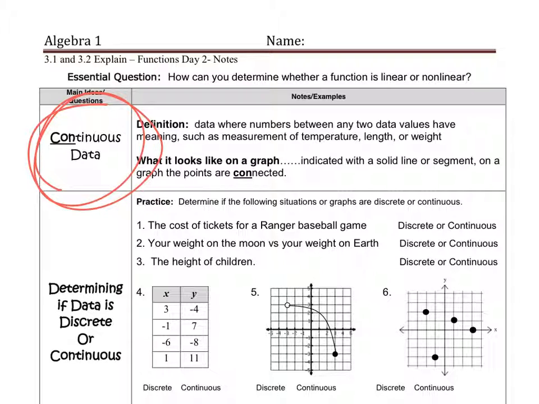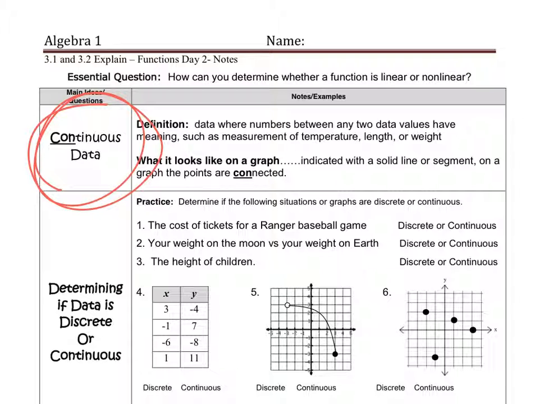That means that any value on that line makes our situation true. Time, every single millisecond would be counted, so time is always a continuous piece of data. Temperature, every single temperature in between the temperatures you're looking at, all of that is actual data. The weight of something, as something gets heavier and heavier, every single little piece of weight added to it would be part of the solution. So that's what continuous data means.